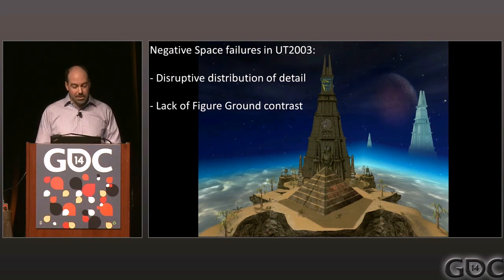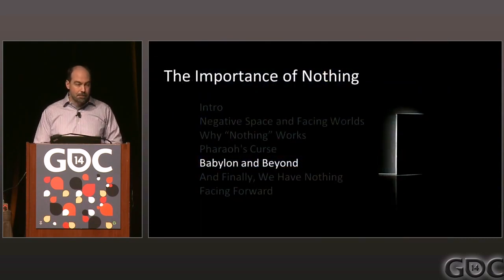As it shipped, however, poor use of negative space led to difficulties with navigation and object identification, ensuring that this was never a popular map for us online.